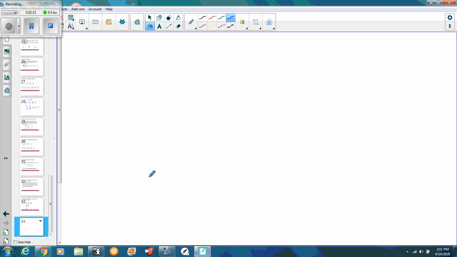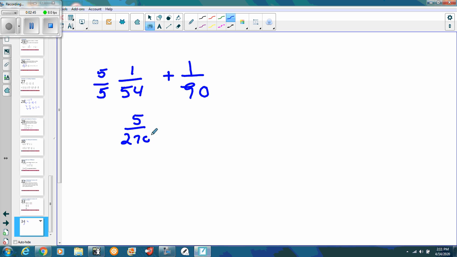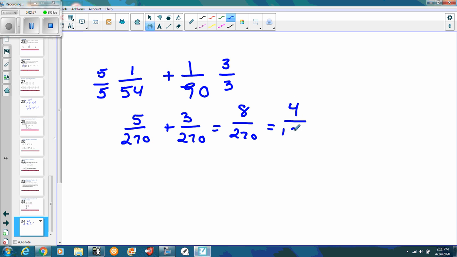Okay? So let's say I had, for example, 1 over 54, and I'm going to add 1 over 90. The common multiple between them is 270. So I multiplied this by 5 over 5, and it became 5 over 270. And I multiplied this by 3 over 3, and this became 3 over 270. So when I added, I got 8 over 270. And then I reduced, and I got 4 over 135.